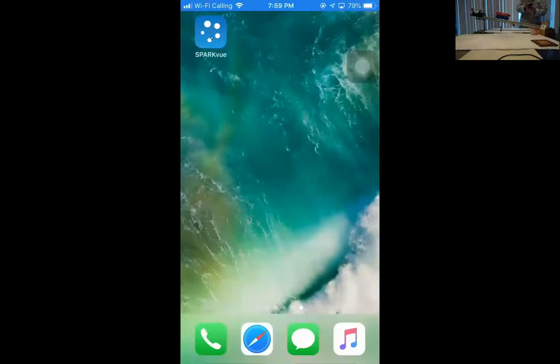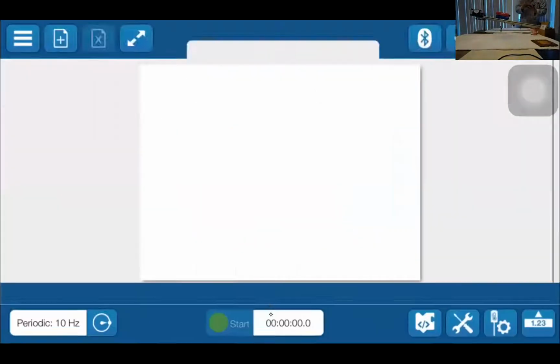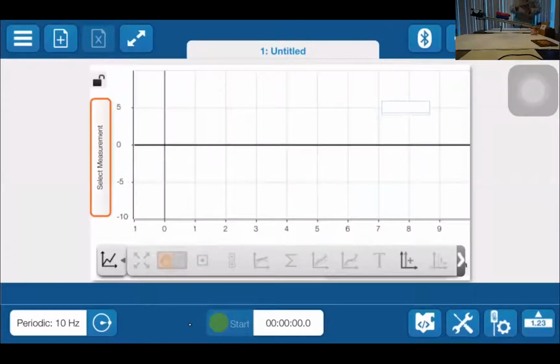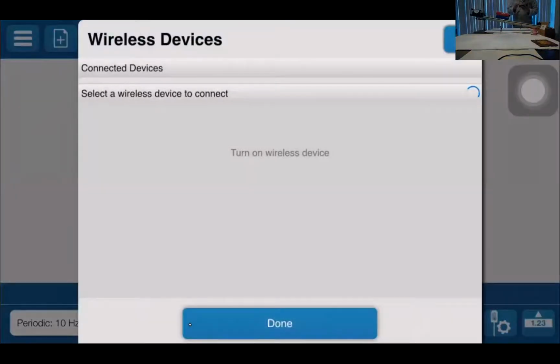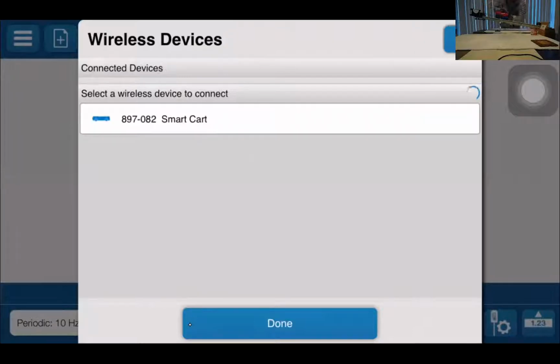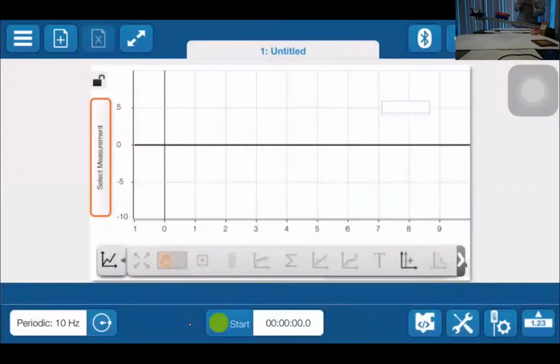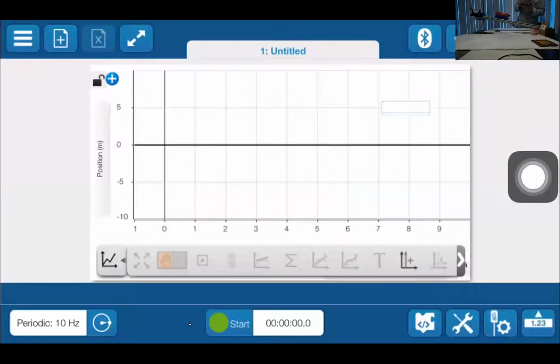All right, so SparkView, I'm going to start a new experiment. All right, so let me make sure the card is connected. Oh, it's not, so I need to turn on the gallery. Okay, now it's connected. All right. So I'm going to change the frequency to 20 Hertz. All right.